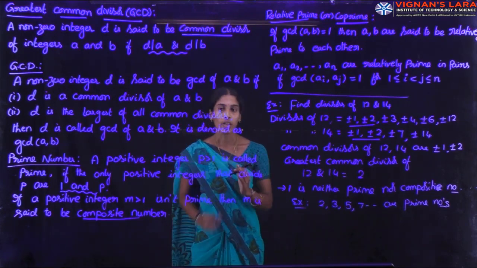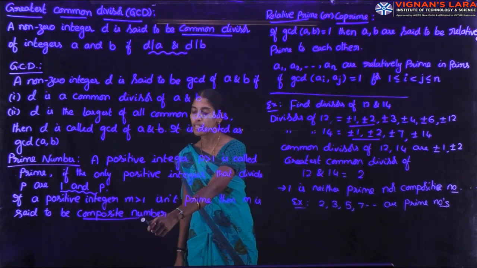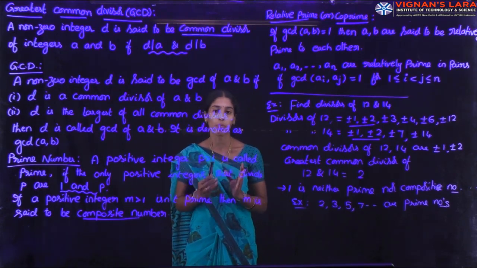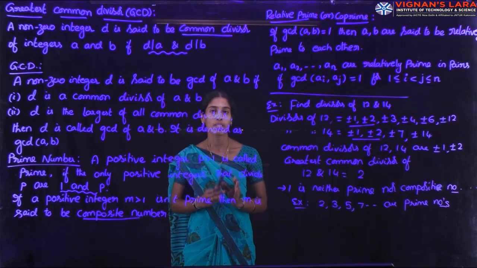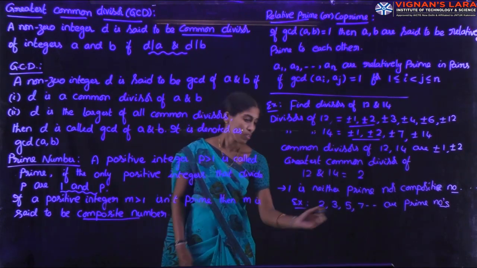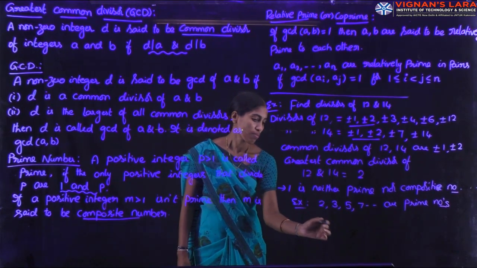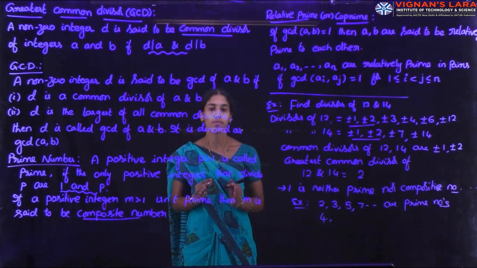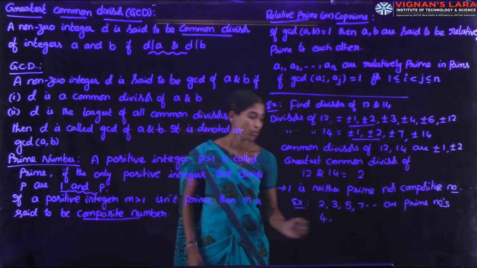Next, if a number is not a prime number, then it is said to be a composite number. That is, if a number can be expressed as a product of two numbers and those two number values must be greater than 1. So if you consider examples, 4 is a composite number because 4 can be expressed as 2 into 2.